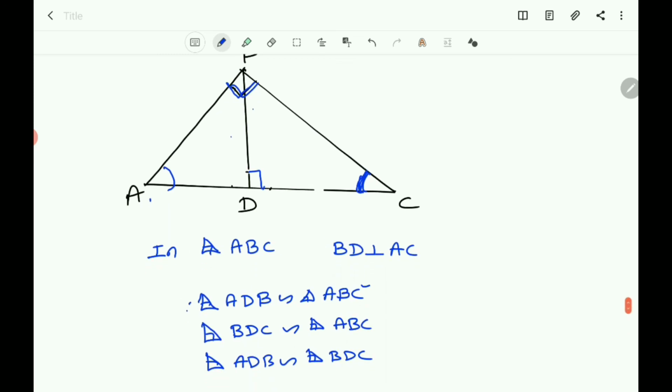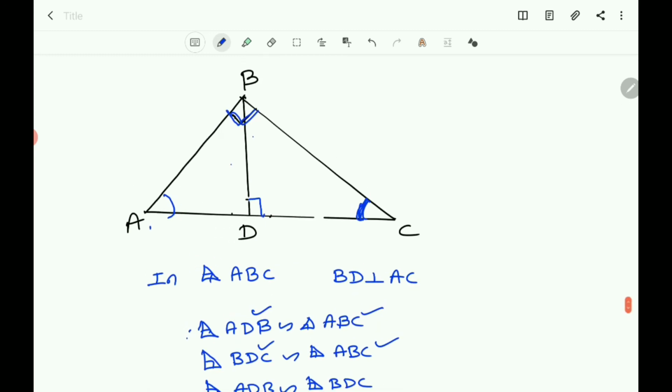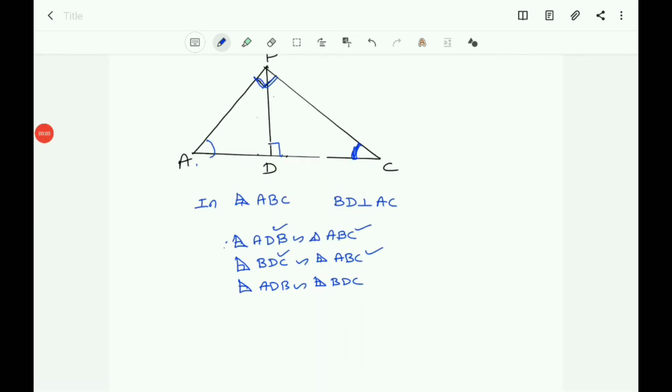First, ABC is the given triangle, and ADB and BDC are the triangles formed by drawing BD perpendicular to AC. They are the newly formed triangles. These are the important results we have to use while proving the Pythagoras theorem.